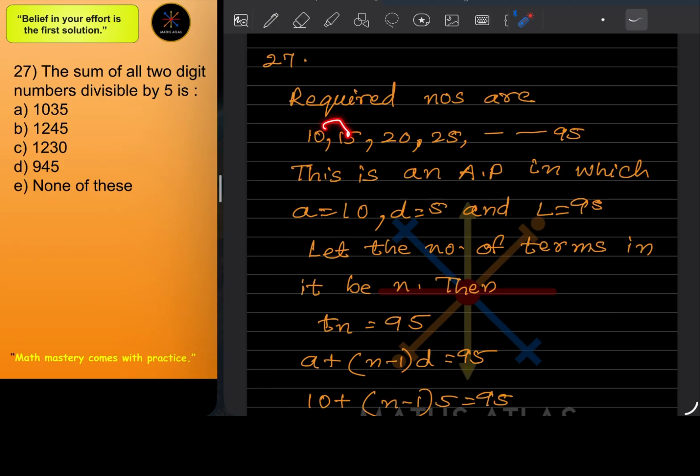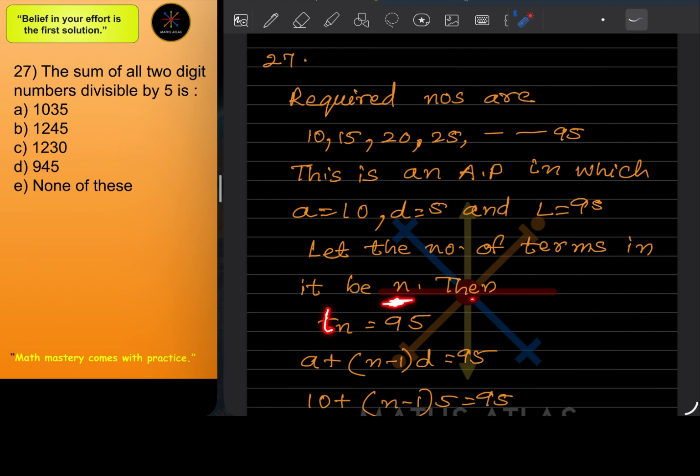Now you can see here the difference is 5. So you can see this is an AP, that is the arithmetic progression, in which A is 10, meaning the first term is 10. And D means the common difference between them, that will be 15 minus 10, that is going to be 5. If you go the other way, 20 minus 15, that is 5 and so on. So D is 5 and the last number is 95. Now we will consider the number of terms as N.